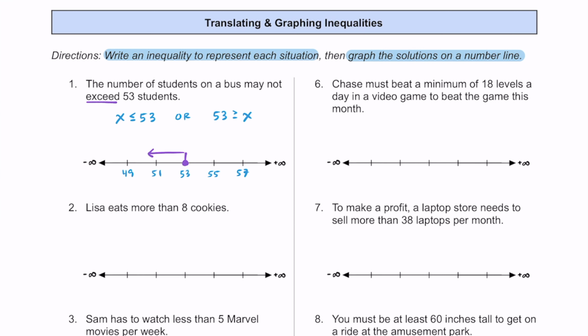Number 4, the cost of Levi's food was no more than $18. So it could be $18 or less, right?